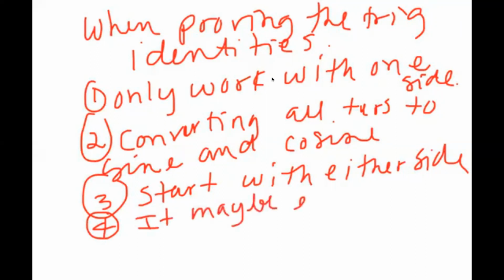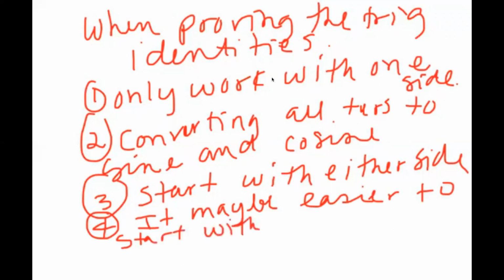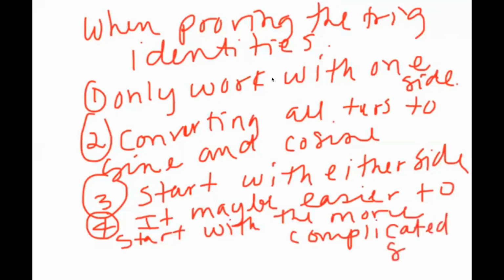So number 4, it may be easier to go ahead and start with the more complicated side. So guys, you're unraveling one side of the equation to become the other side. You're unraveling one side of the identity to become the other side, okay? So remember, stay on one side, simplify one side to get to the other side, guys. You do not work with both sides at a time.